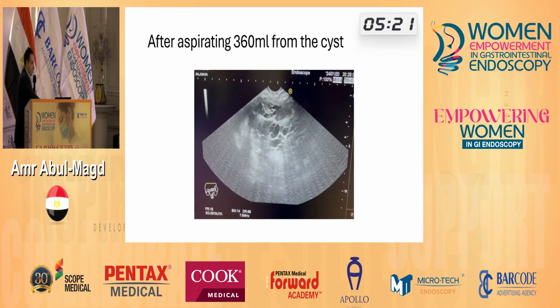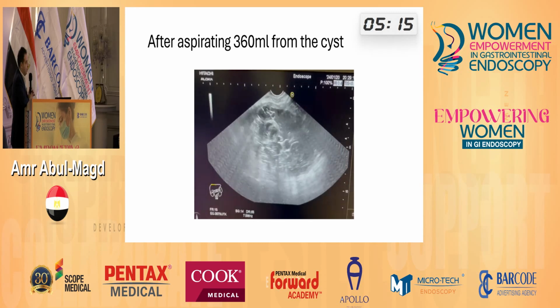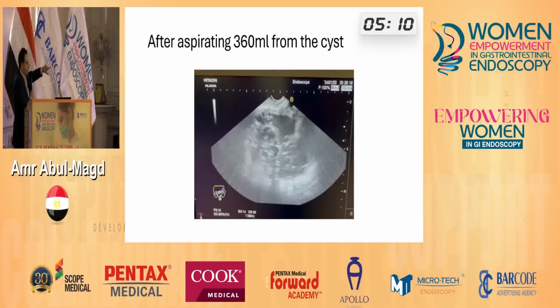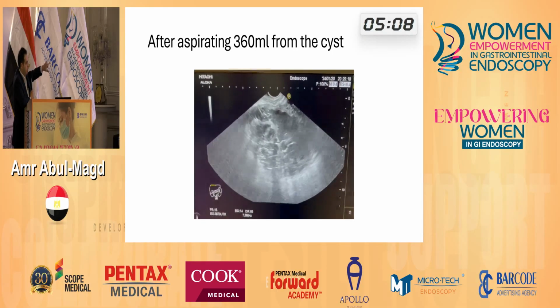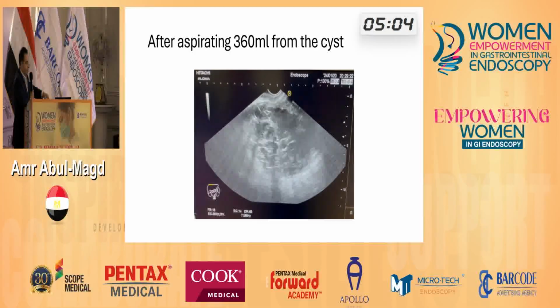This is the feature after aspiration of more than 400 milliliters of this cyst. It started to clarify that the cyst has a markedly thick wall, multiple septations, and a transmural nodule. This is not an ideal pseudopancreatic cyst.